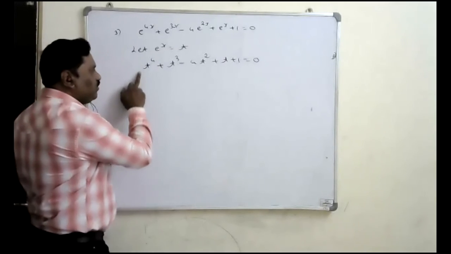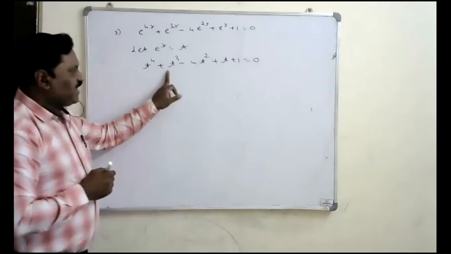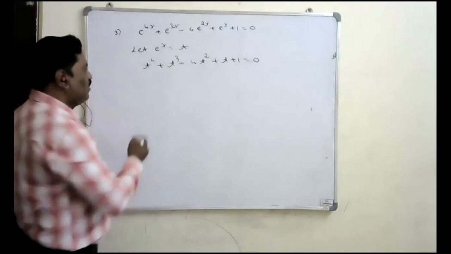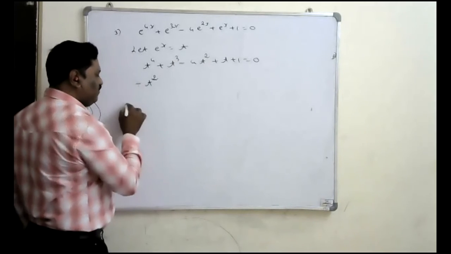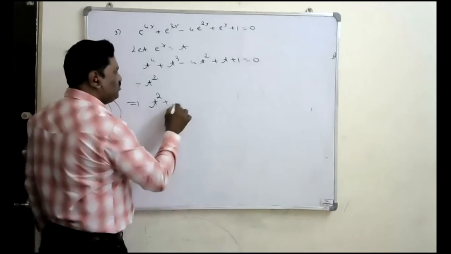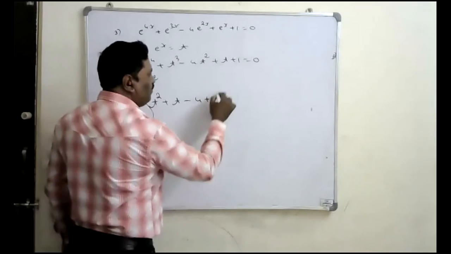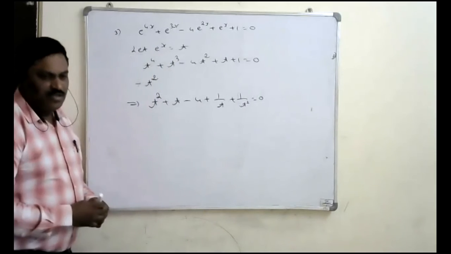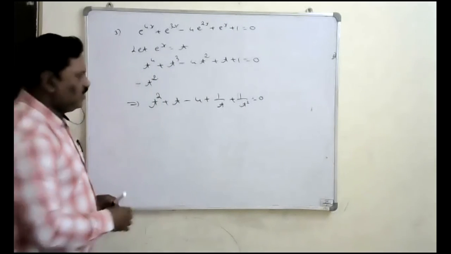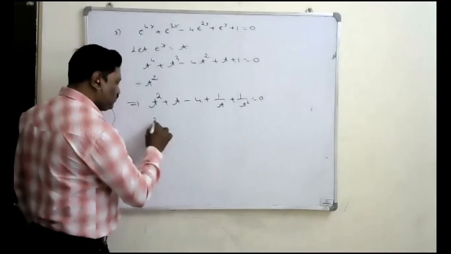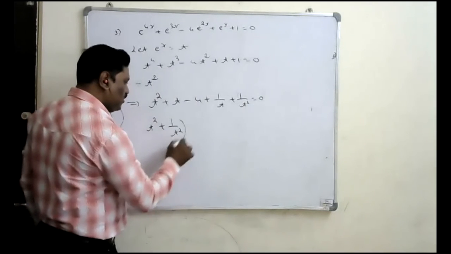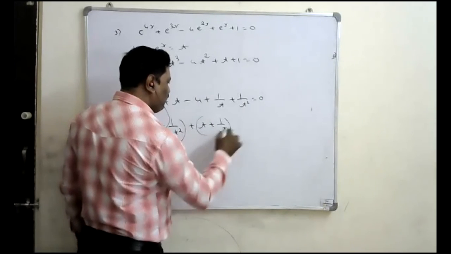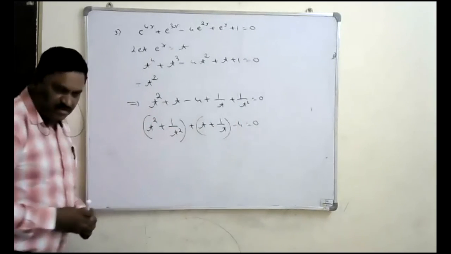For solving that, when the coefficient of the first term and the last term are the same, and the coefficient of the second term and the second-to-last term are the same, then divide by t square on both sides. Dividing by t square, we get t square plus t minus 4 plus 1 by t plus 1 by t square is equal to 0. So divide every term by t square on both sides. Now the first term is t square, the last term is 1 by t square, the second term is t, and the second-to-last is 1 by t, and minus 4 is equal to 0. The equation changes like that.